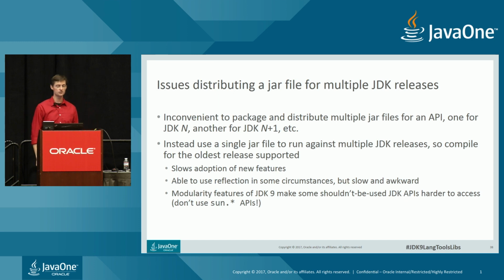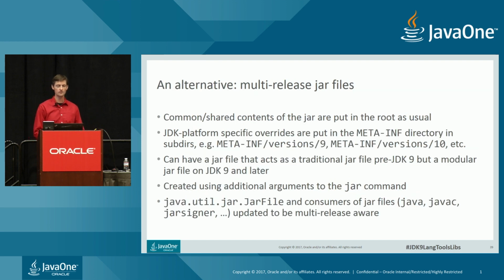And the modularity features put in 9 make some of those shouldn't-be-used APIs that are so tempting to use, some of those sun.* APIs, out of reach or harder to get to. So what's the alternative? The alternative here is multi-release jar files.